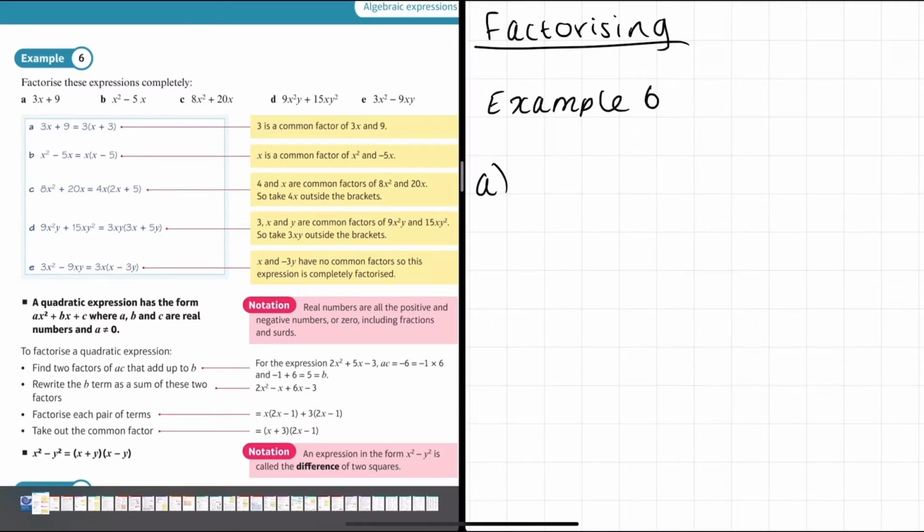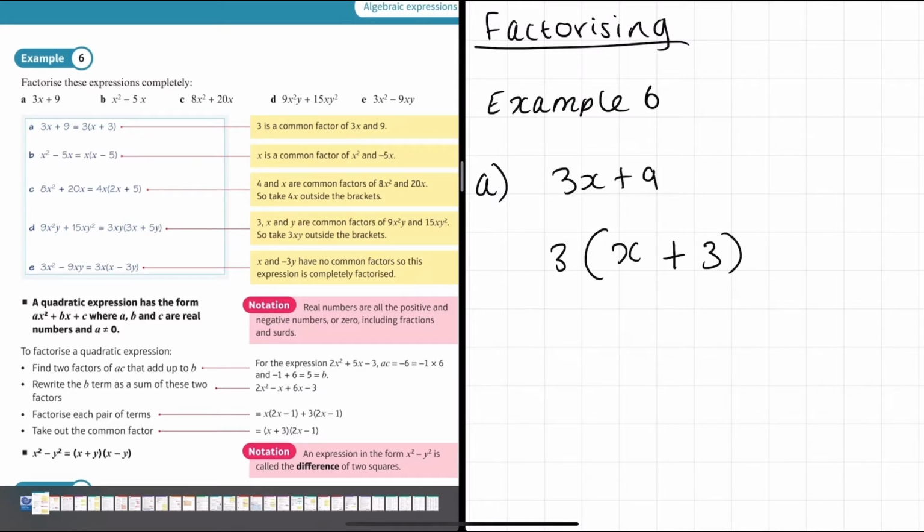A, factorize 3x plus 9. So we want to find the highest common factor between 3x and 9, which is 3. That goes outside the bracket. Then we open a bracket. 3 times something gives us 3x, so that something is x. 3 times something gives us 9. That something is 3. And that is 3x plus 9 factorized.